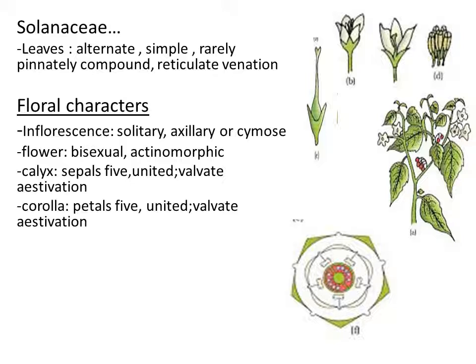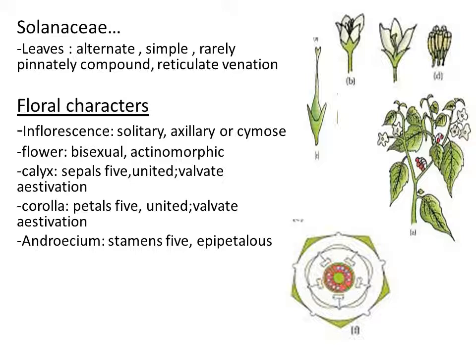So, aestivation can be studied in the bud condition, right? Only in the bud condition can we know how exactly the calyx and corolla are arranged. And in order to understand the aestivation, we can look into the floral diagram. I have displayed the floral diagram on the screen. You can observe it to know how many sepals are present, how many petals are present and what kind of aestivation they are showing.